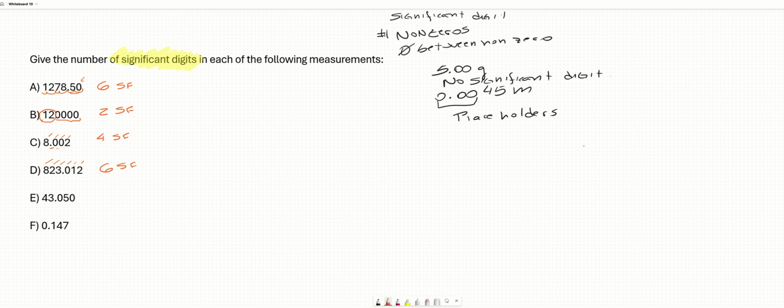What about this one? How many significant figures do we have here? Can I count this? Yes, of course, because it's after the decimal and after a non-zero number. So I have 1, 2, 3, 4, 5. 5 significant figures. What about this? Do I count this one? No, this is only the placeholder for the decimals. So I have 1, 2, 3 significant figures.